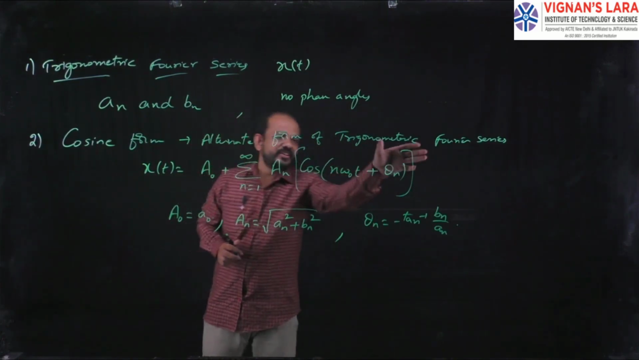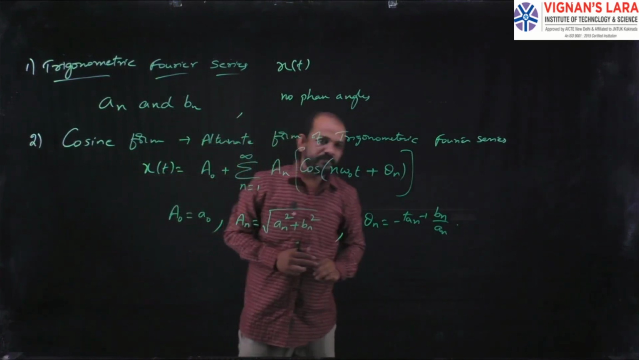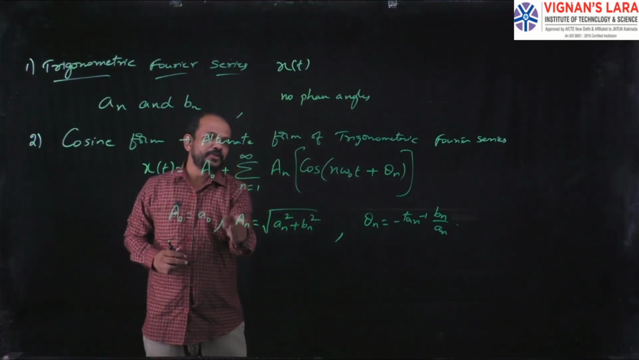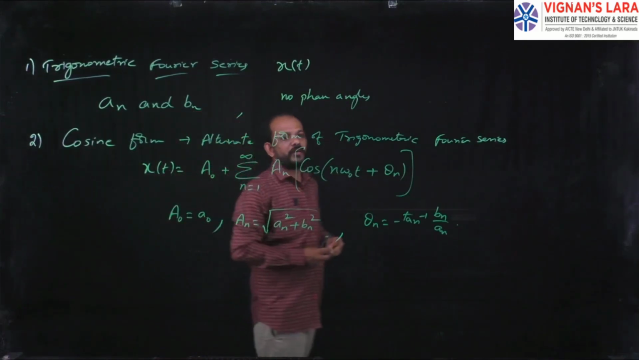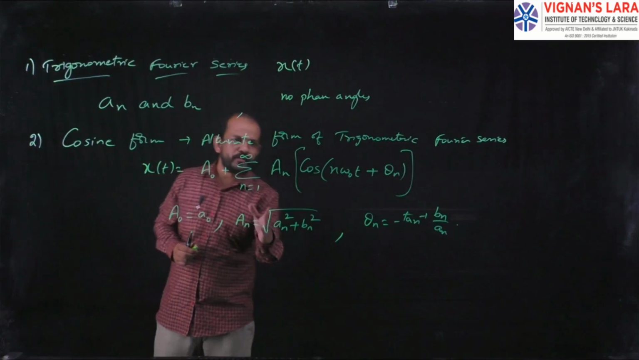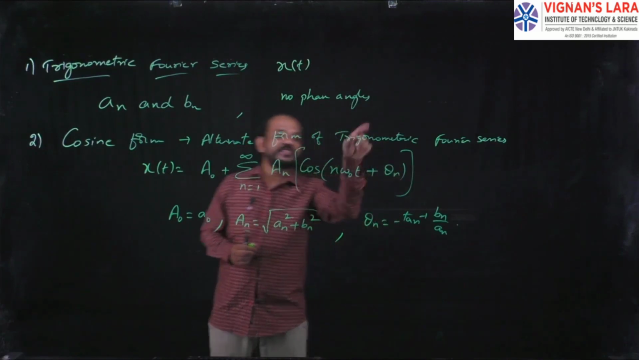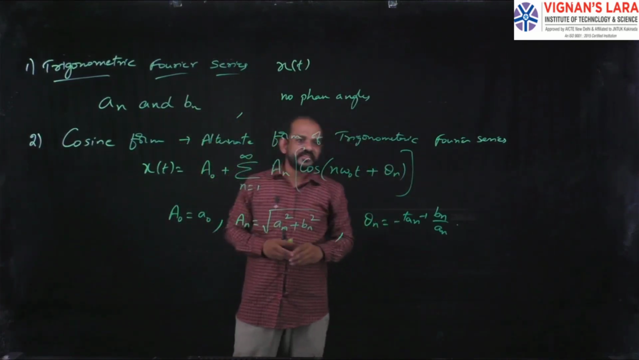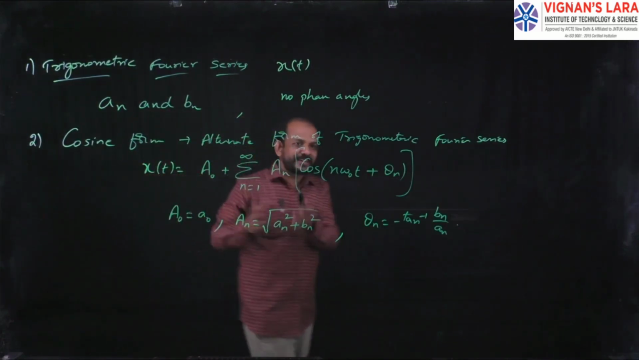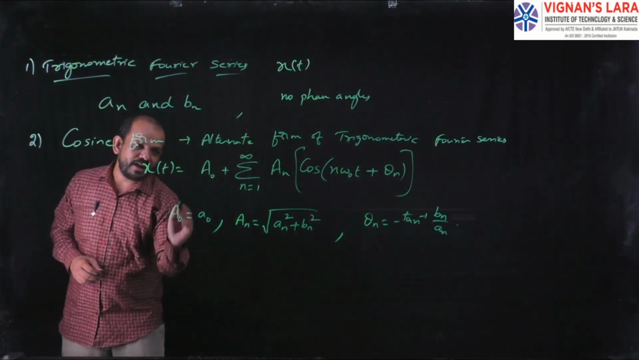That means in this alternate form of trigonometric series, or in this cosine form of Fourier series, I have only the cos terms with positive amplitude coefficients. That means this cosine form or representation of a periodic signal x of t consists of only positive amplitude coefficients and with phase angle. Here we have the phase angle, whereas in trigonometric Fourier series we don't have the phase angle. So in cosine form representation we can plot both amplitude spectra and phase spectra.